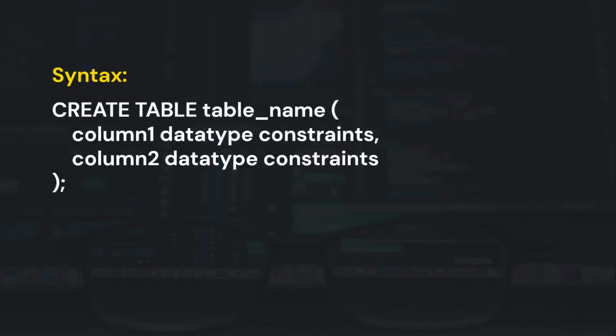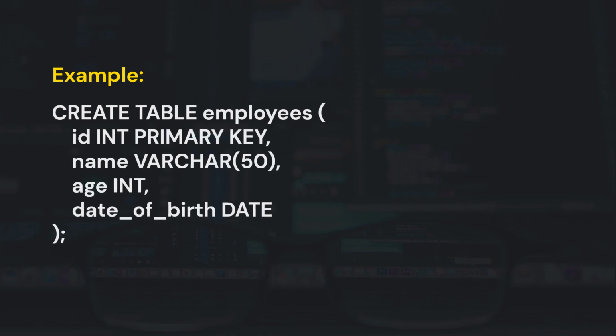Now that we know the data types, let's move on to actually creating tables. So to create a table in SQL, we use the create table statement, followed by the table name and a set of columns inside parentheses. Each column is defined with a name, a data type, and optional constraints like primary key to uniquely identify each row. For example, if we want to create a table for employees, we can write the following SQL statement.